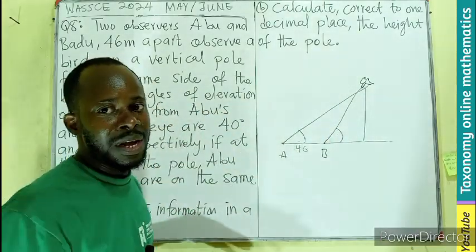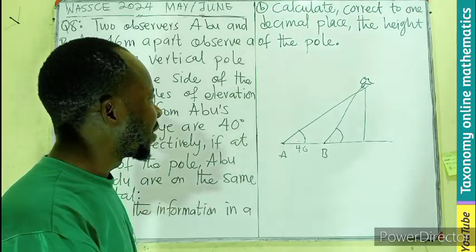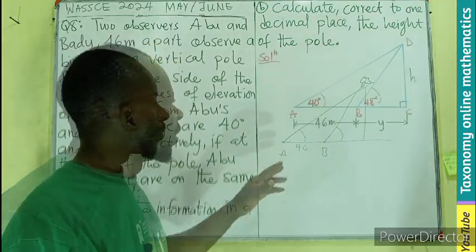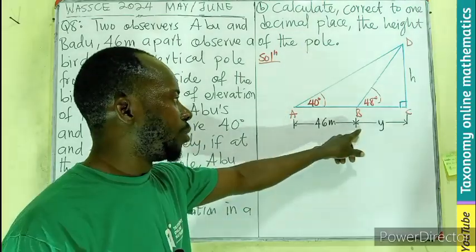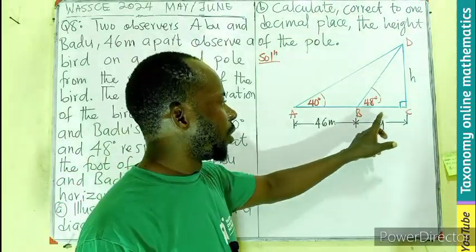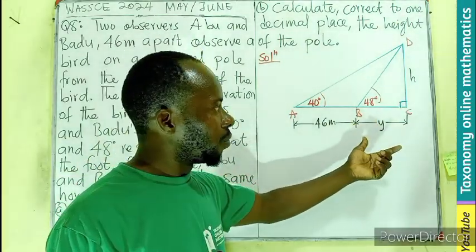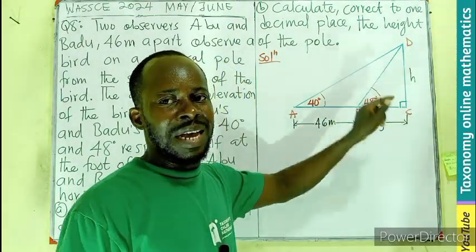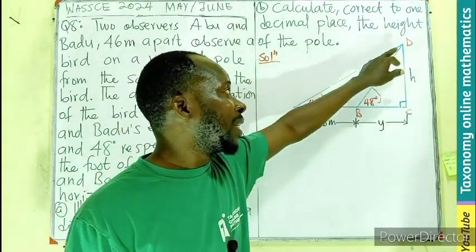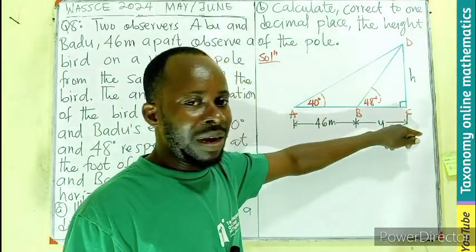This is how the diagram is going to look. Let's make a sketch of that nicely. So this is our diagram. We are going to have A to B to be 46. B to C, we don't know, so we pick a variable. Then D to C is the height. That is what we are looking for, the height that the bird is above the ground.